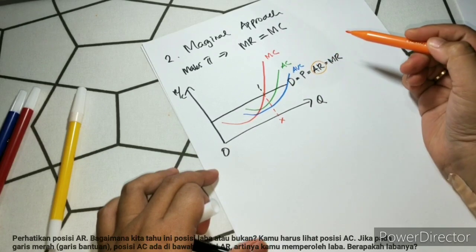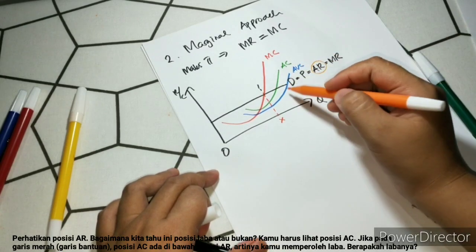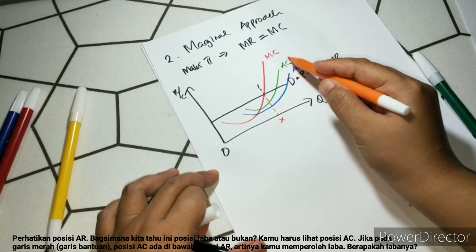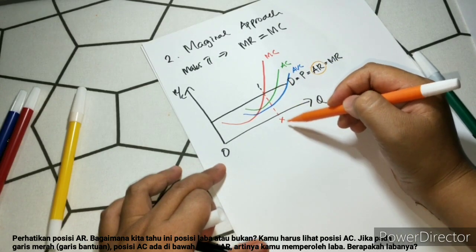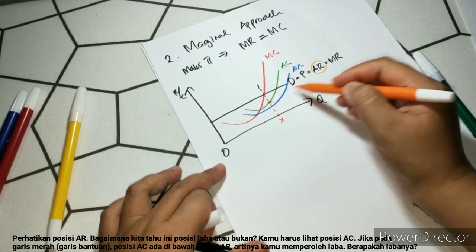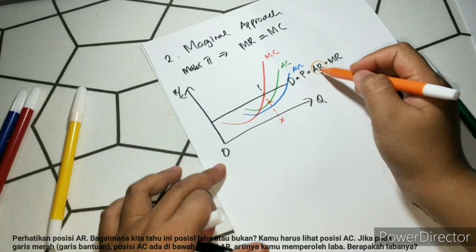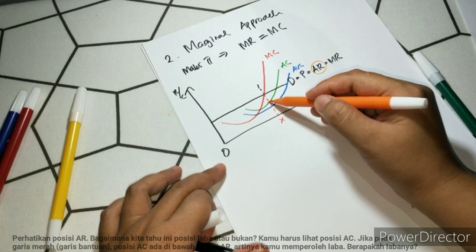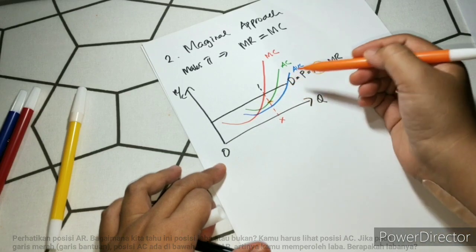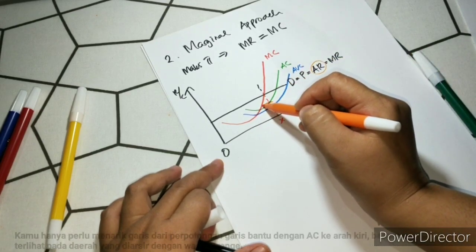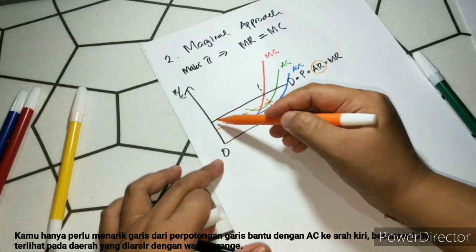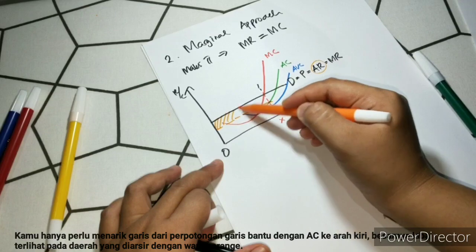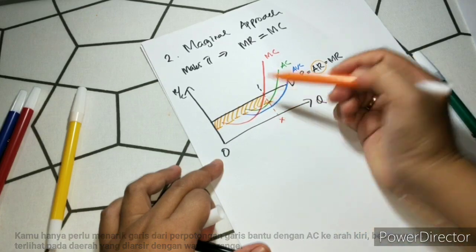How do we know whether it is profit or not? You have to see the position of average cost. If, at this red line, the average cost is below the average revenue, it means you get a profit. How much is the profit? You just need to make a line here. So your profit is in this orange square.